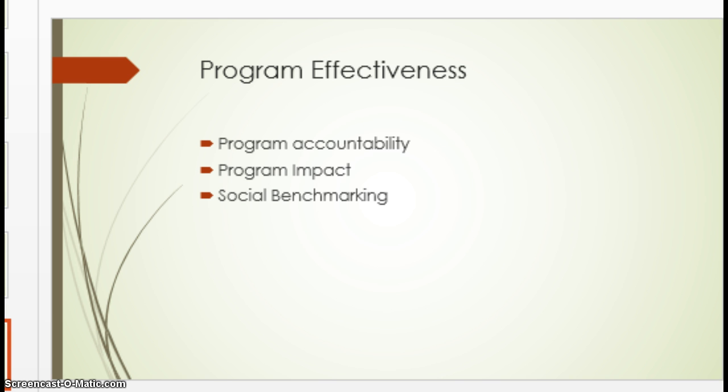Program impact and social benchmarking are also components of program effectiveness. It is important to know whether programs are making a difference in child outcomes, both in terms of performance and overall well-being.